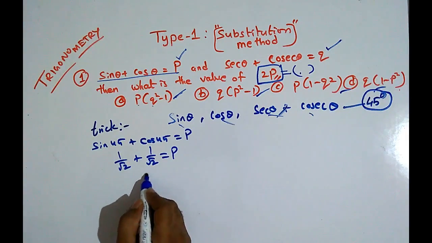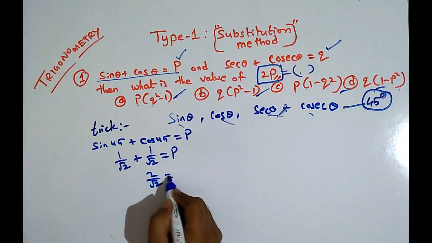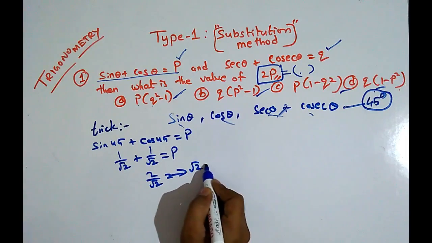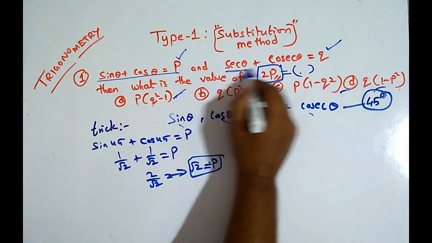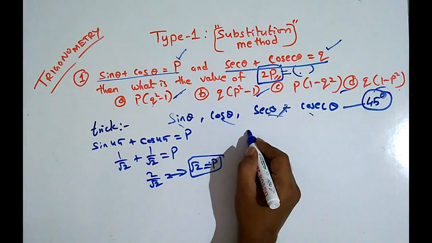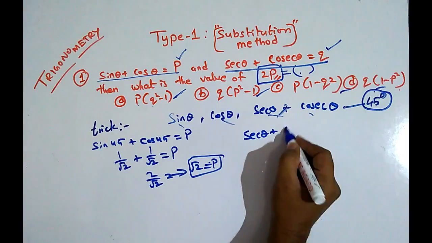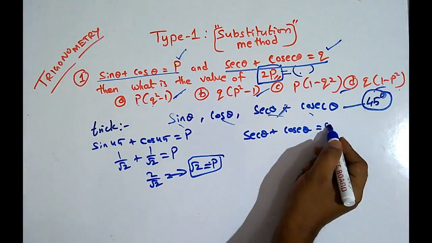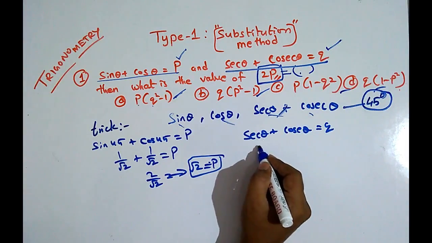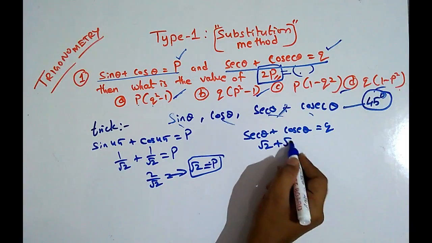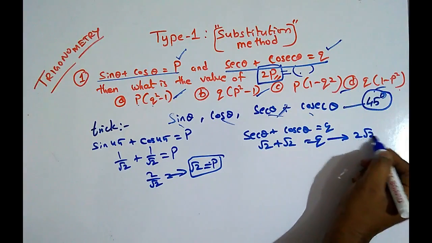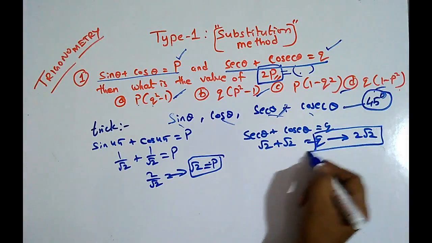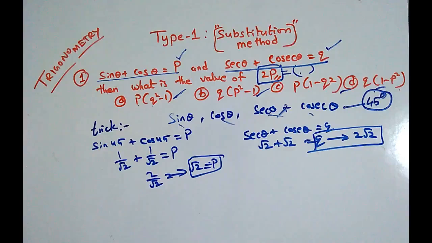2 by root 2, friends, which is nothing but root 2, is equal to P. P we have got. In the same way we will calculate Q, friends. Secant theta plus cosecant theta equals Q. Theta is 45 degrees. We get root 2 plus root 2, that is equal to Q. So Q is nothing but 2 root 2. Q we have got, friends, that is 2 root 2.